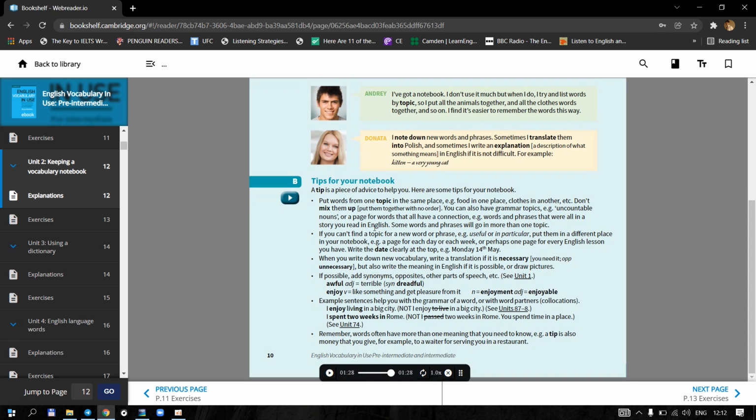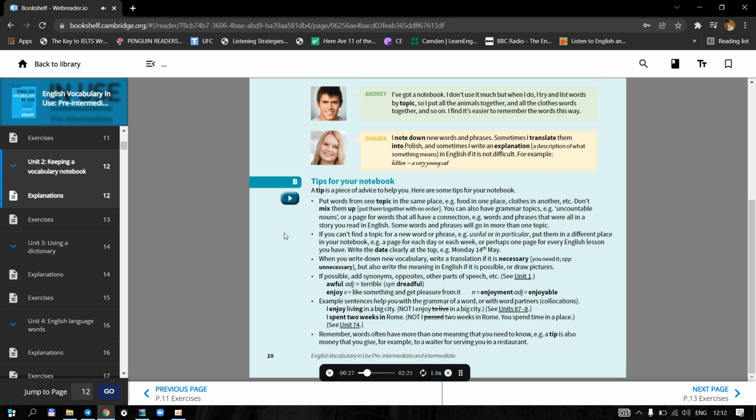So now let's move on to the B part. B. Tips for your notebook. A tip is a piece of advice to help you. Here are some tips for your notebook. Put words from one topic in the same place. For example, food in one place, clothes in another, etc. Don't mix them up. You can also have grammar topics.